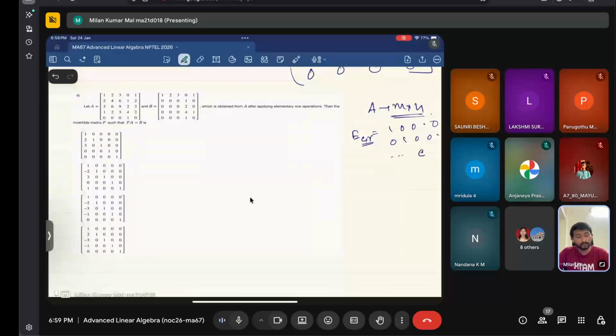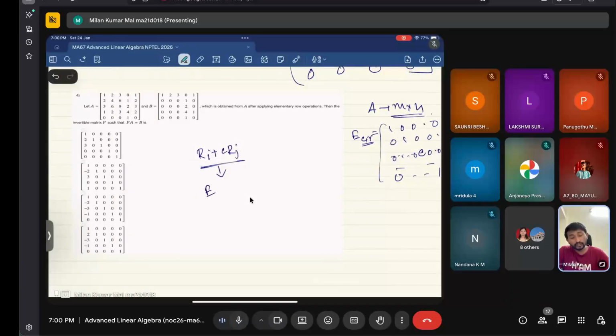All other entries are 0, 0, 0, 0, and all other entries are as they are. Okay, so this is the elementary matrix. When you are interchanging, or suppose you are doing something like row Ri plus C Rj, this is the process. In that case, the elementary matrix which is multiplying with A from the left hand side corresponds to Ri plus C Rj. This is the corresponding elementary row operation.